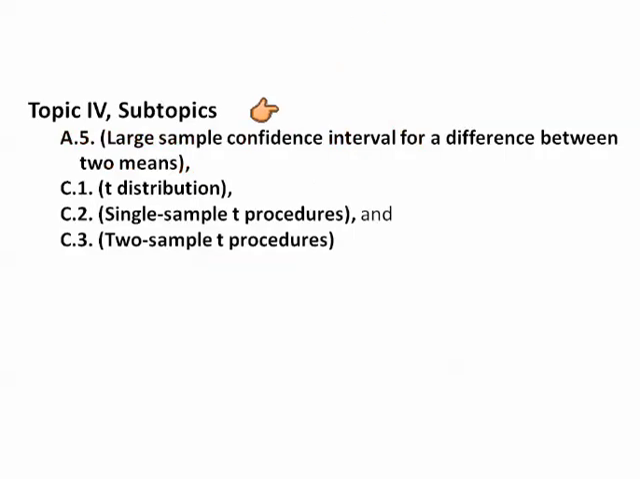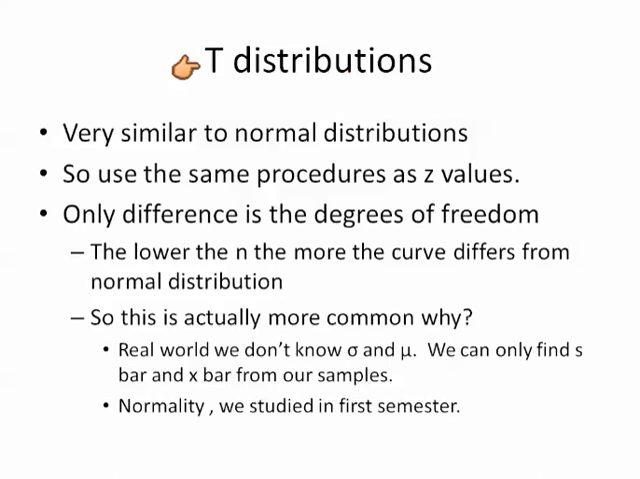What we're looking at in the AP statistics range is confidence interval information here. And we're looking at t distributions. A single sample t procedure and a two sample t procedure are going to be some of the later topics that we'll talk about. So let's look at this first one, the t distribution.